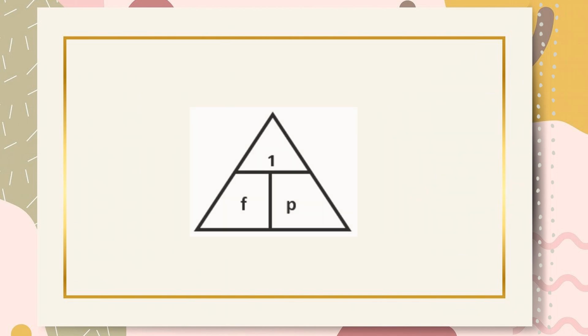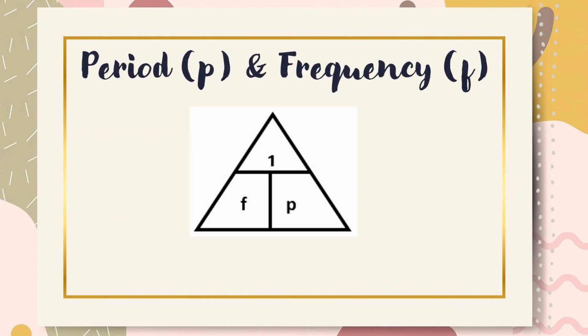Take a look at this illustration. To help you solve for the period or frequency, remember this. You just have to cover one symbol which you are looking for, the unknown, and the rest is the formula that you will be using. For example, if you need to solve for frequency or F, the illustration will show that F is equal to 1 over P. On the other hand, if you need to solve for the period, then it will be P is equal to 1 over F.